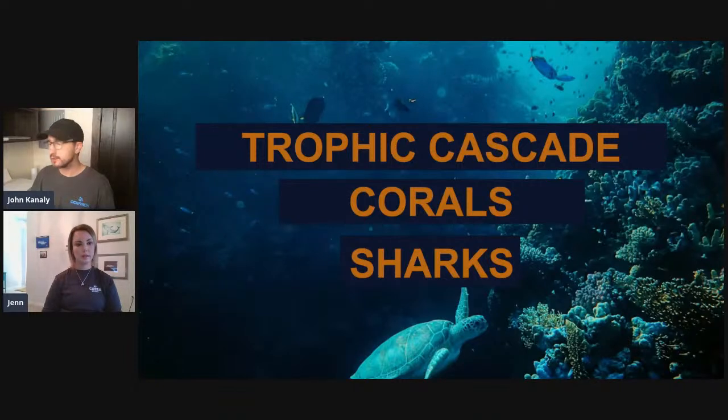So real quick, Jen, just a couple of two questions here. One, is there an alternative to sunscreen that you can use that won't cause bleaching of the coral? And then another question here, does the bleached coral decompose or does it remain with structure once it's bleached?